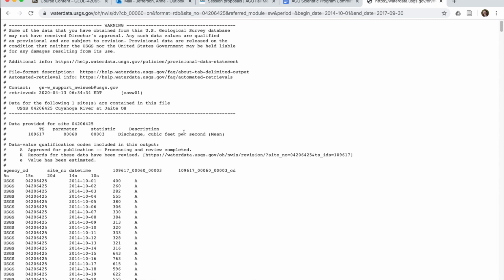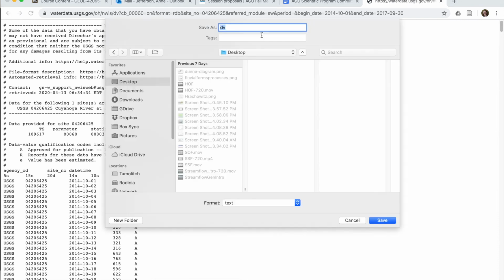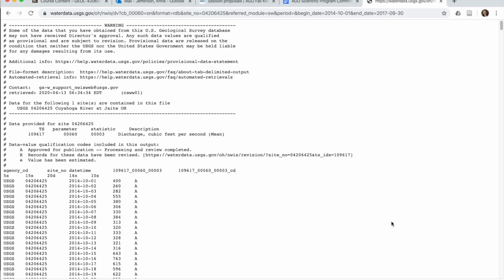What you want to do, so I'm in Chrome, and so I'm just going to right click and go to Save As. Notice that it's naming the file DV. That may not be what you want to name your file. So I'm going to rename it JATE 2015 to 2017. Oh, I can't type. Fix that. Okay. And notice that it's saving it as a text file. Let's hit Save. In a future video, I will cover how to get the data out of that text file and into Excel. But for now, you've seen how to save the data from the USGS website.